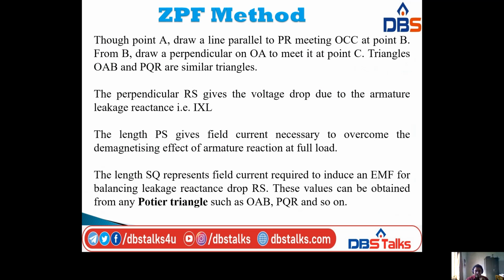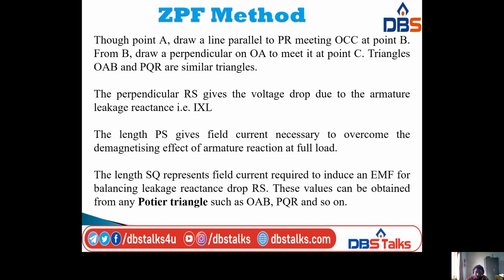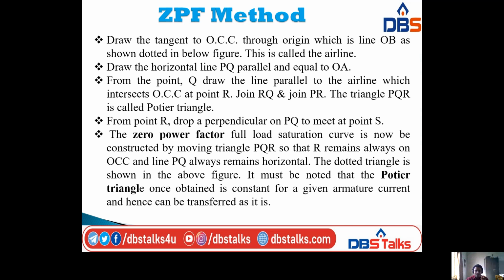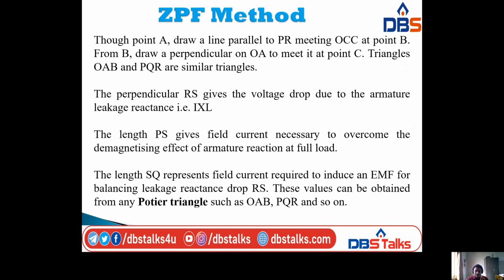So the perpendicular RS gives the voltage drop due to armature leakage reactance. Here we have the RS line, which gives the drop due to armature leakage reactance, that is IXL. And next, the length PS gives the field current necessary to overcome the demagnetizing effect of armature reaction at full load.